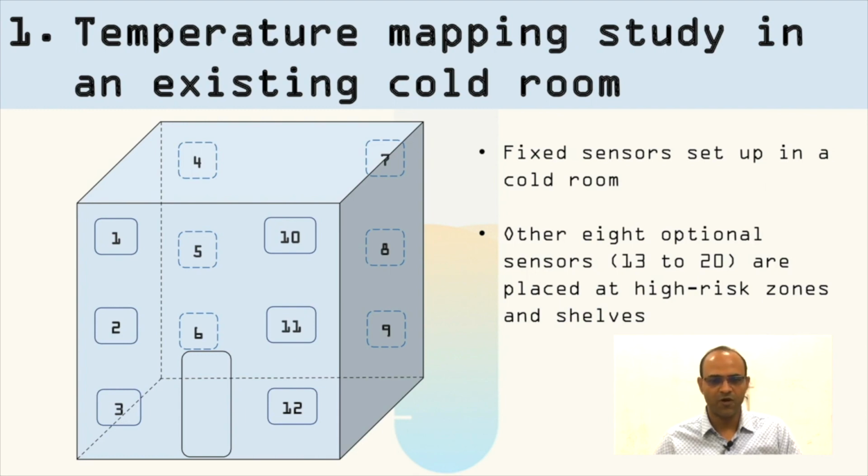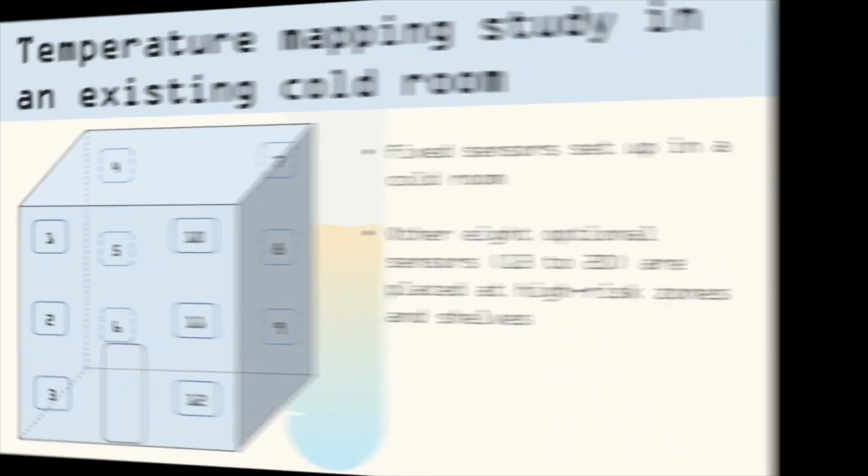One is at the door for monitoring the opening and closing temperature. So this is front left hand side, front right hand side, rear left hand side, rear right hand side. So total 12 sensors are placed. Then you have the optional sensors from 13 to 20. They are placed in the high risk zones and then shelves. So if there is a high risk zone, that is near the evaporator outlet or to the shelves, they can be placed.